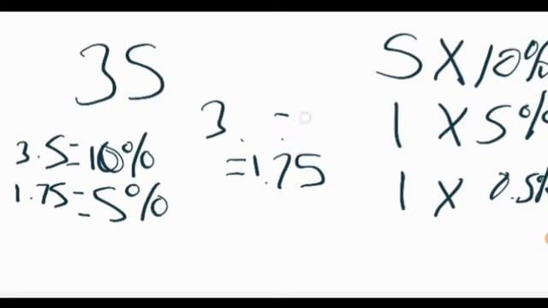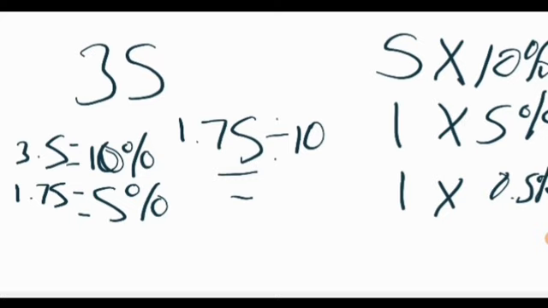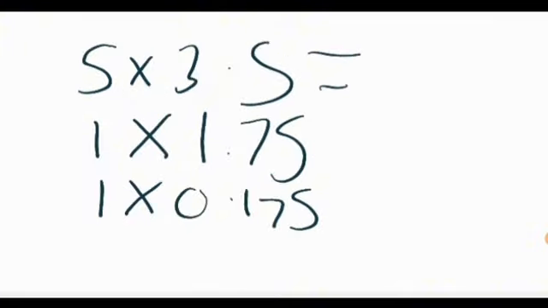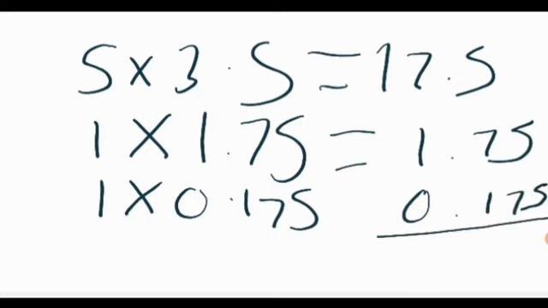And to find 0.5%, we can just divide 5% by 10, because 5 divided by 10 equals 0.5. 1.75 divided by 10 equals 0.175. Now we know everything that we need to know. We just replace the percentages with the numbers that we found. We multiply all these numbers and add them together.